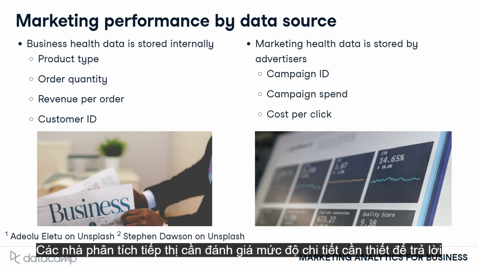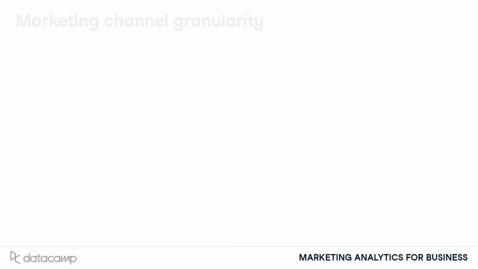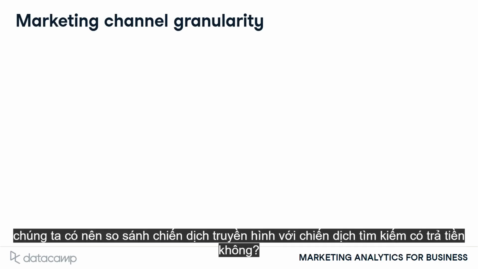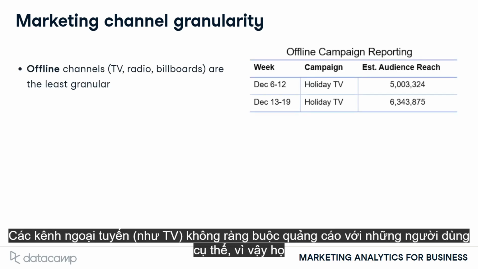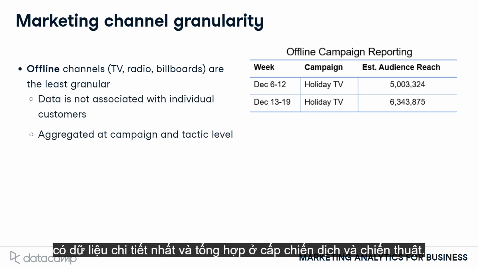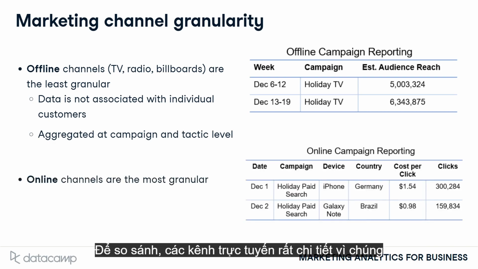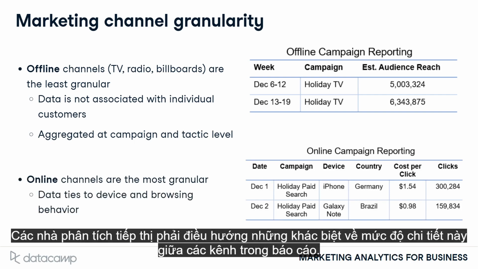Marketing analysts need to assess the level of detail needed to answer a business question and which source most likely contains relevant data. Since marketing health data originates from advertisers, how would we approach comparing a TV campaign to a paid search campaign? Channel and tactic granularity is another complicating factor in analysis and reporting. Offline channels, like TV, do not tie ads to specific users, so they have the least granular data and aggregate at the campaign and tactic level. By comparison, online channels are very granular because they can be associated with devices and individual browsing behavior. Marketing analysts have to navigate these granularity differences across channels in reporting.